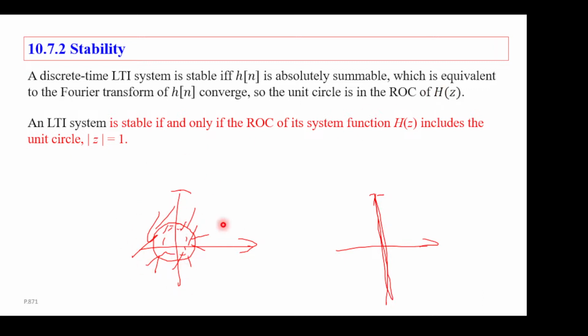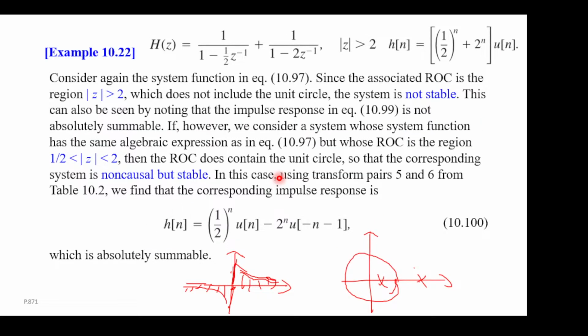It is stable if and only if the ROC includes the unit circle. Okay, so let's see an example of this. We are reusing our function here, so we have the same system function. H of z is these two partial fractions, one over 1 minus 1/2 z inverse and another with the pole at 2. And we are taking the rightmost ROC, and we already know the inverse Fourier transform is this thing.